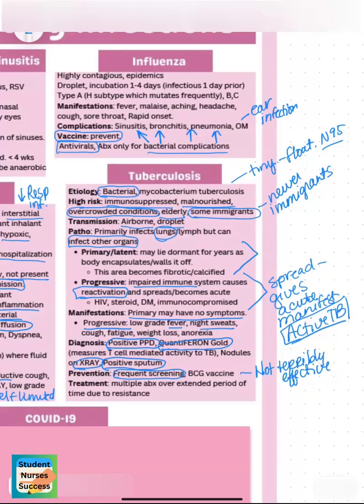So we have to kind of look at different tests to screen you if you've had the BCG vaccine. Treatment would be multiple antibiotics over an extended period of time. Treatment's usually several weeks. And this is due to resistance because it takes so long to treat it. A lot of people kind of fall off the path of goodness and don't finish their antibiotics. So we have developed a lot of resistant strains over the years. So we're looking at multiple antibiotics over an extended period of time in order to eradicate and treat this.